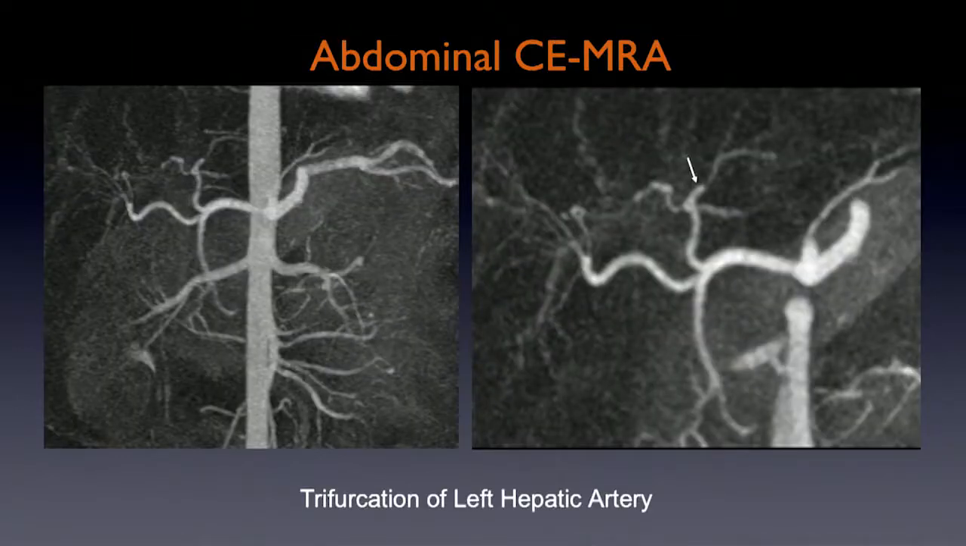Just some clinical examples. This shows a normal abdominal aorta, but what I like about it is it shows a trifurcation of the left hepatic artery. We talked a little bit about spatial resolution and what's achievable with MR angiography. You can see distal branch vessels and whether or not they're normal or abnormal.